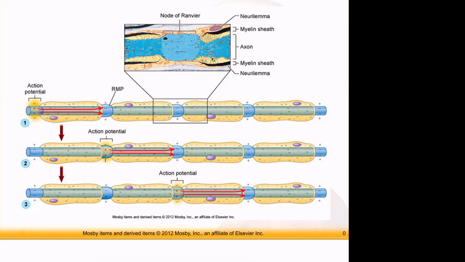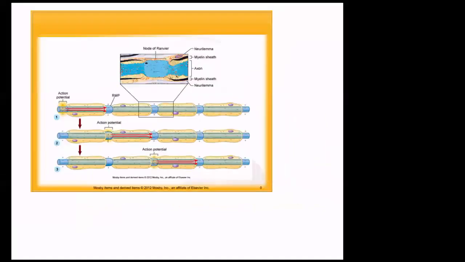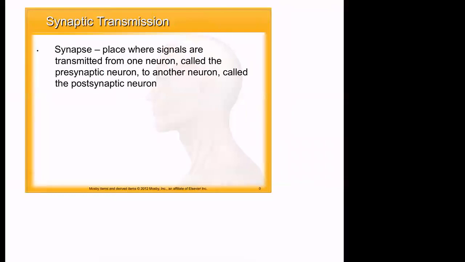Those little spaces in between are called the nodes of Ranvier. The nodes of Ranvier. And you can kind of think of it as sort of leapfrogging down the neuron.